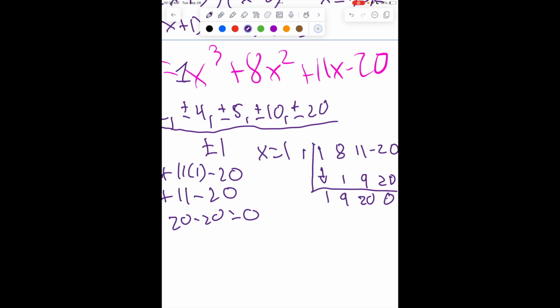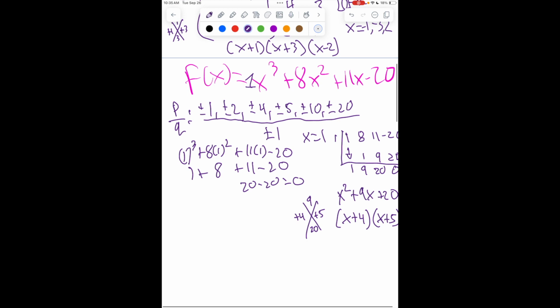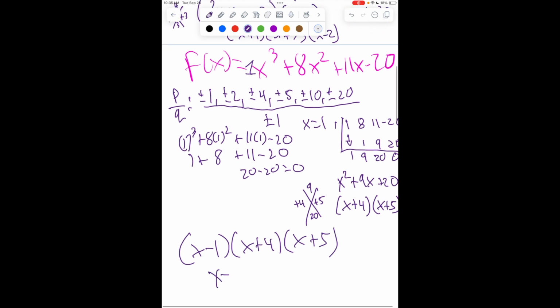Again, this gives me x squared plus 9x plus 20. So my thought process is, again, what two numbers multiply to get 20 but add to get 9? That's going to be 4 and 5. So I could factor this as x plus 4, x plus 5. And then don't forget, our initial factor that we took out was x minus 1. So my factored form would be like this, and my zeros would be x equals 1, x equals negative 4, and x equals negative 5.